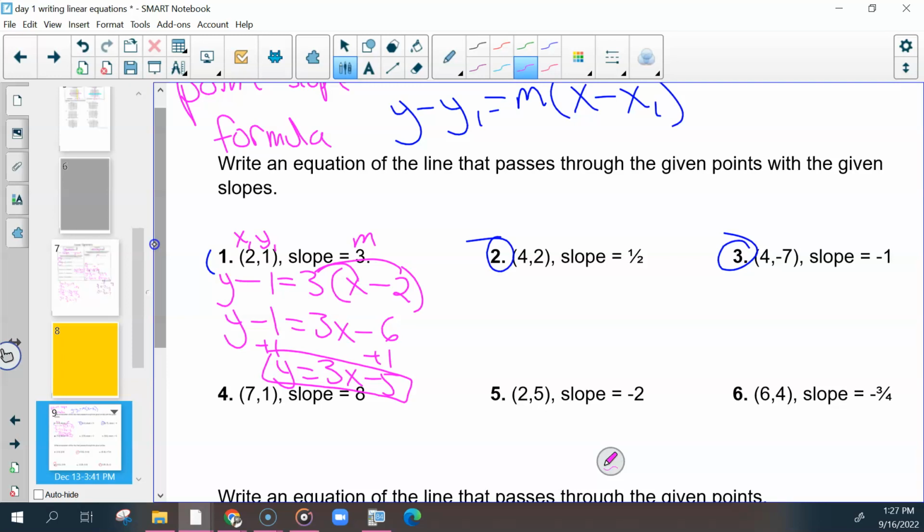All right. I'm going to skip over and do 3, and then any other questions you want to see or go over, we'll go over those. So for number 3, we're going to do the same thing. Label x1, y1, m. And then we're going to put everything in. So our variable y minus, here our y1 is negative. I'm going to put that in parentheses. And then equals our slope of negative 1, parentheses, our variable x, minus our x1, which is 4.